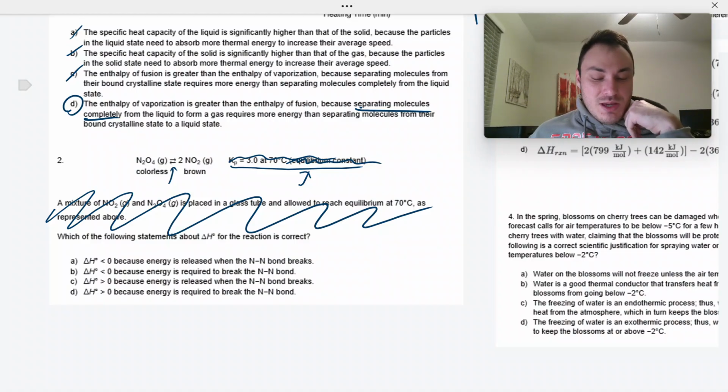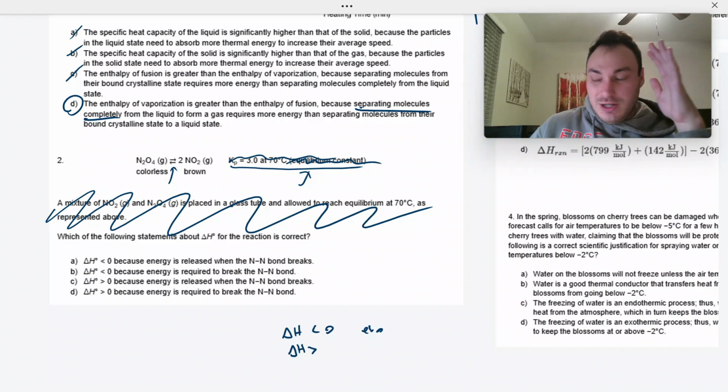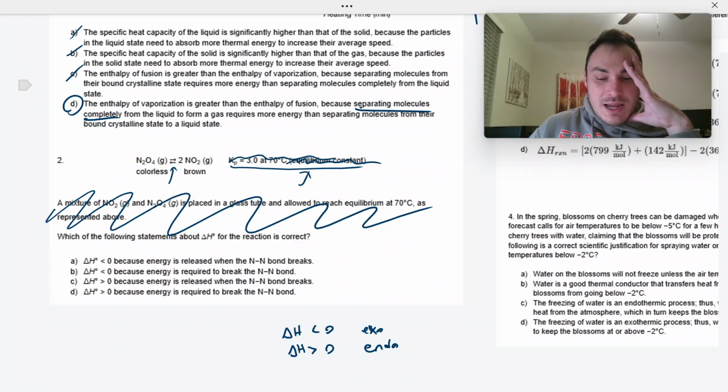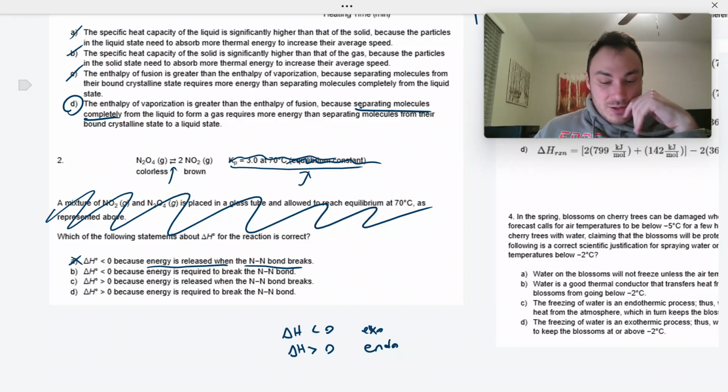We have enthalpy is exothermic. Remember, delta H greater than 0 is exo. Delta H, or I said greater, but I wrote less. Delta H less than 0 is exo. Delta H greater than 0 is endo. So the reaction is exothermic because energy is released when the N-N bonds break. Nope, because that and that energy is released don't match. We don't release energy when we break bonds. We release energy when we form bonds. It takes energy to break bonds.